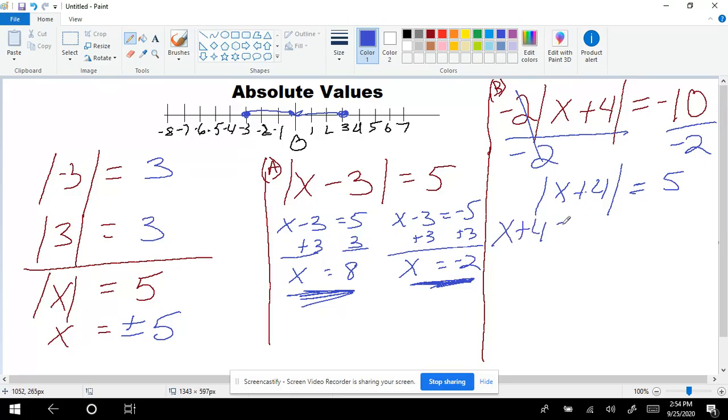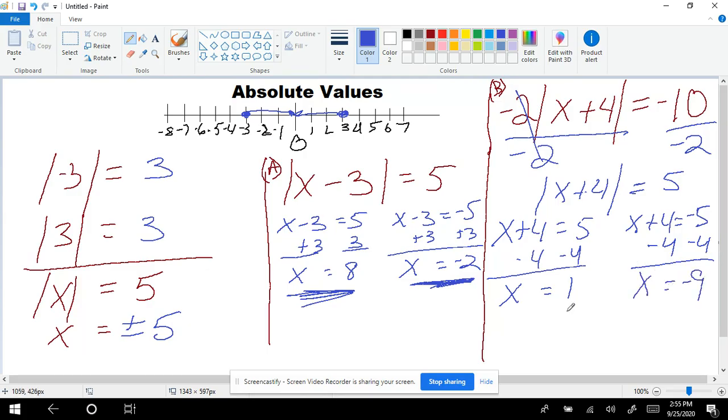Now we can set up our two separate equations: x plus 4 equals 5, and x plus 4 equals -5. We subtract 4 from both sides. X can equal 1, and on the other, x is equal to -9. Now we put them back into the original to check. 1 plus 4 is 5, the absolute value of 5 is 5, times -2 is -10. That checks out. -9 plus 4 is -5, the absolute value of -5 is +5, times -2 is -10.